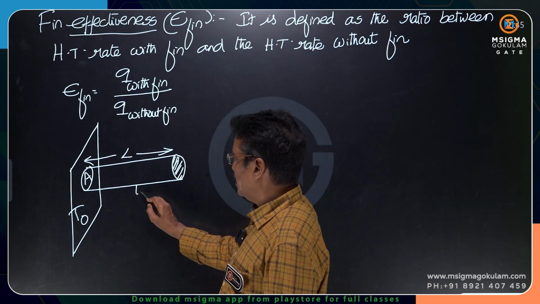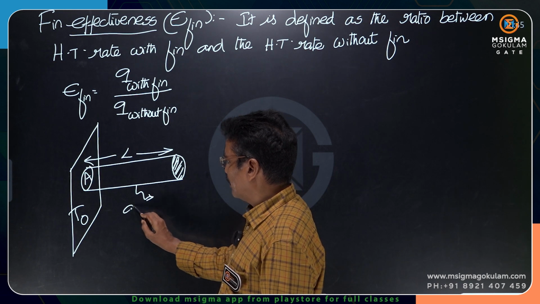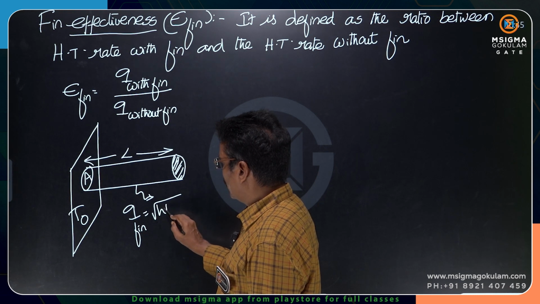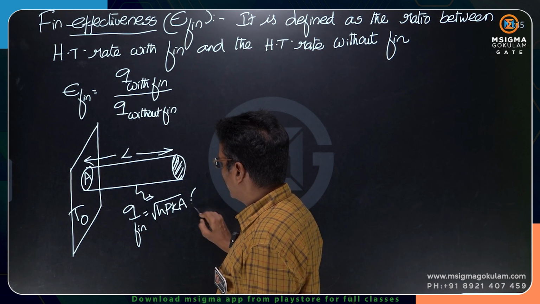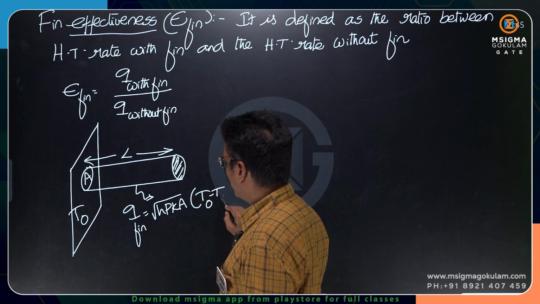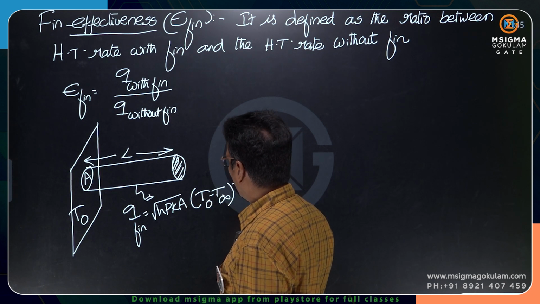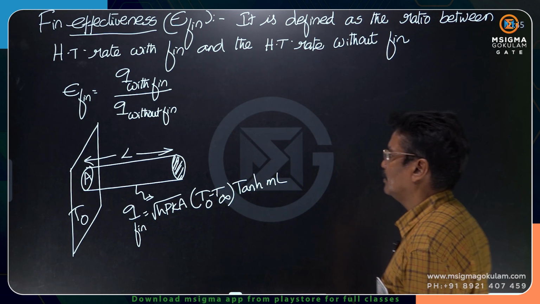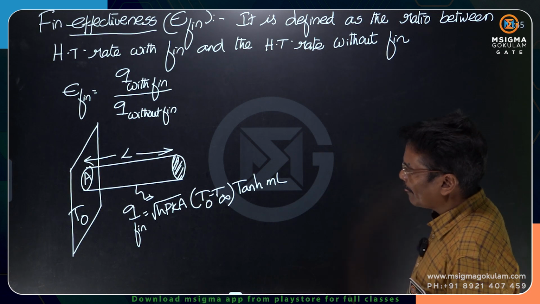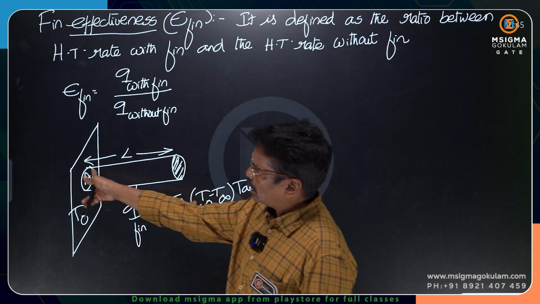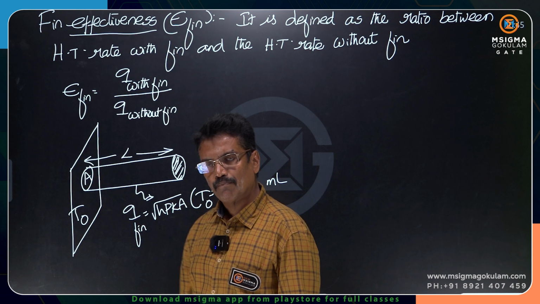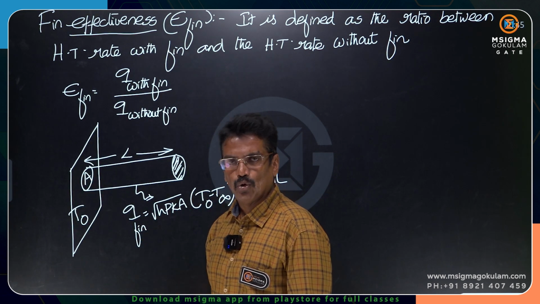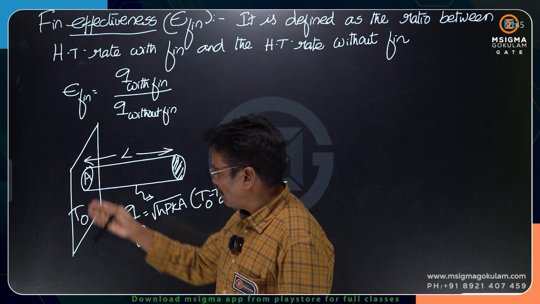Now, what is the heat transfer rate from the fin? Heat transfer rate from the fin will be square root of hPkA, times (T0 minus T infinity), times tanh(mL). So, this is the with fin case. Now, what I have done is I just cut off the fin and removed it. The fin was removed. Now there is no fin as such. Now it is a bare wall.